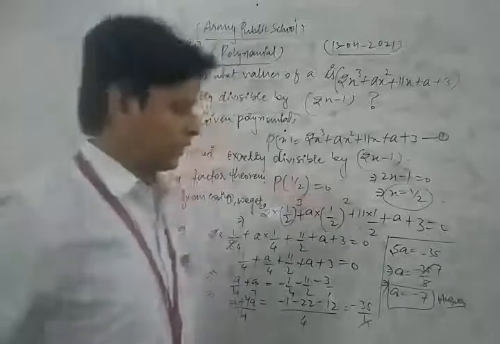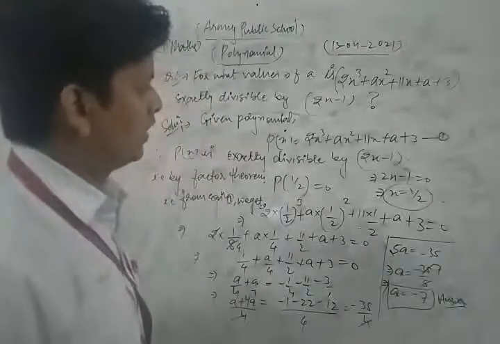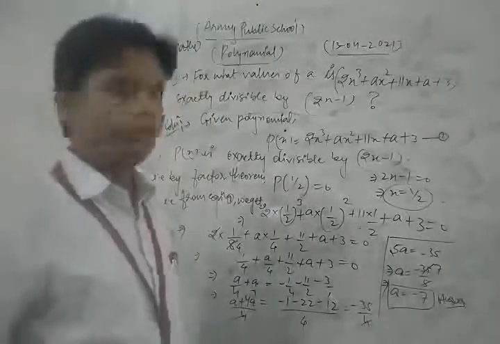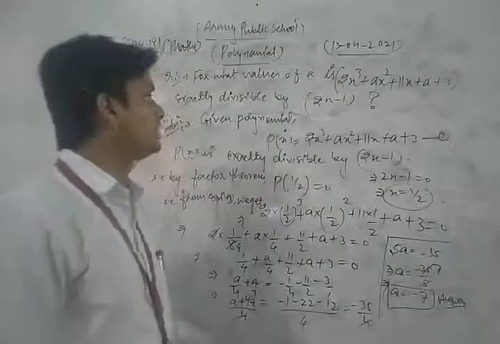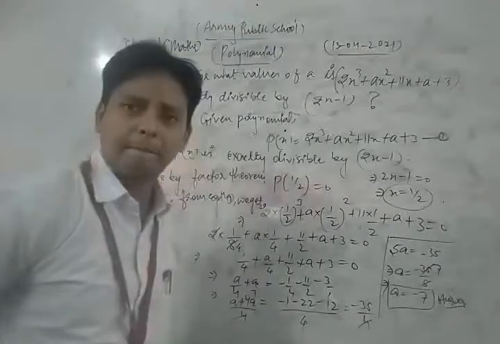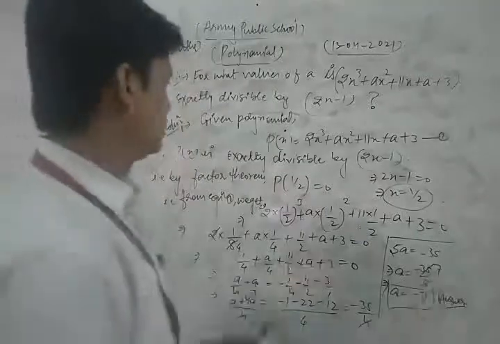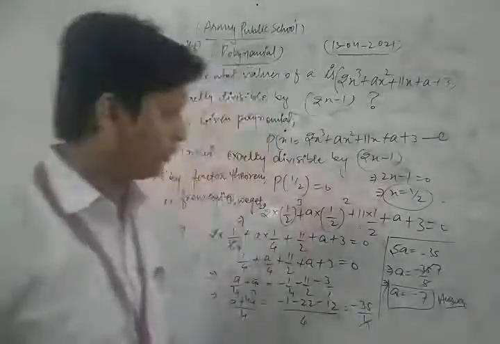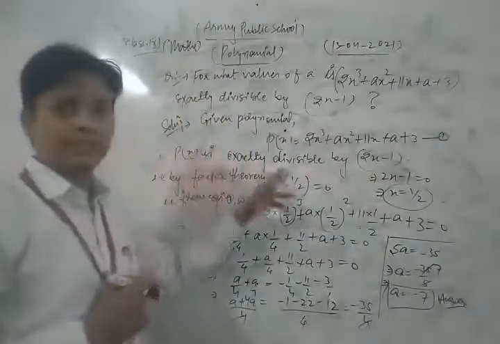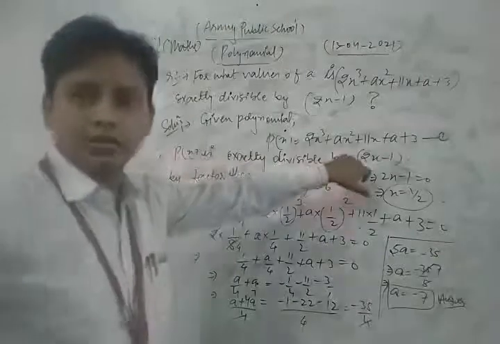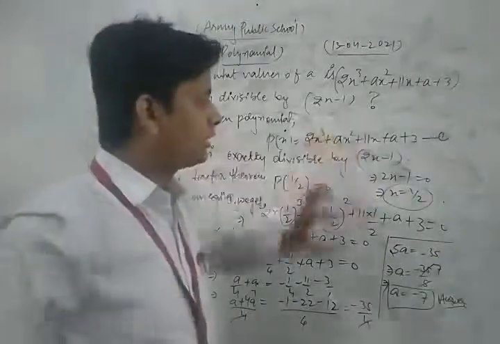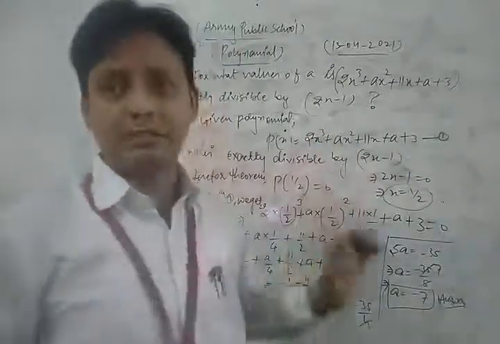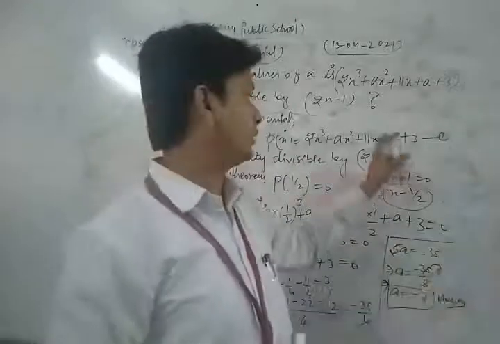Okay, dear students, let's see once more. This is a very important question. Your question is, for what value of a is the polynomial divisible by this? First of all, we have the given polynomial p(x). Now it is given in our question that the polynomial is exactly divisible by 2x minus 1. It means that 2x minus 1 is a factor of the given polynomial p(x).